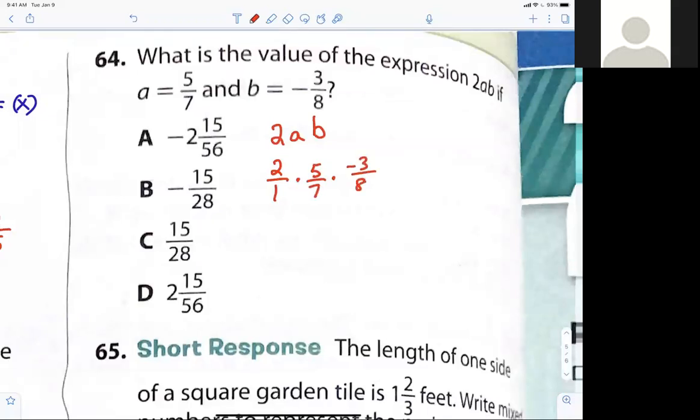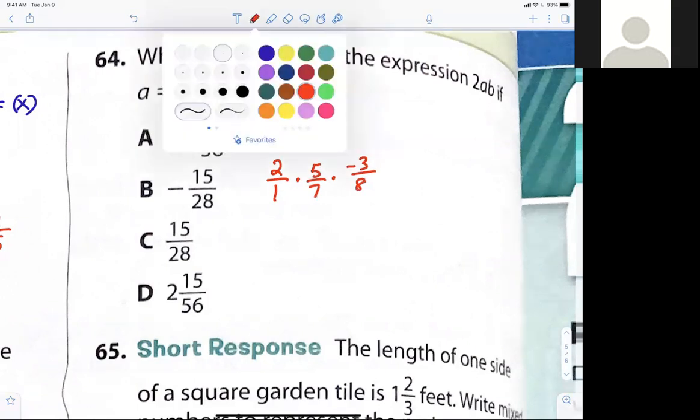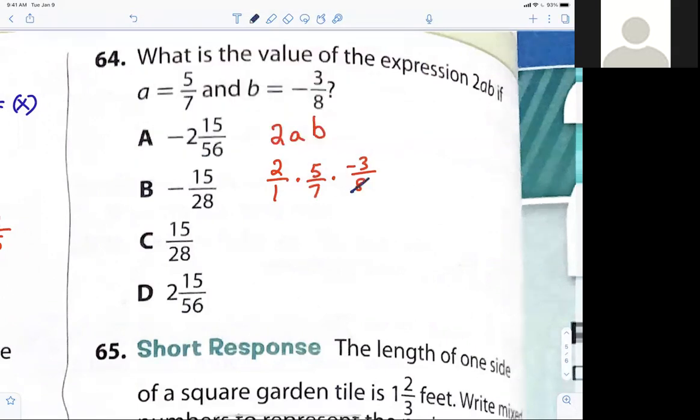All right, now tell me what I need to do. The 2 goes into the 8. Right? It becomes a 1, and the 8 becomes a 4. Perfect. Is there anything else? No. So now tell me. 1 times 5 is 5, times 3 equals 15. And 1 times 7 is 7, and 7 times 4 is 28. Yes, negative. You are amazing, Kelvy. Thank you for that. All right, again, that's what I'm seeing.